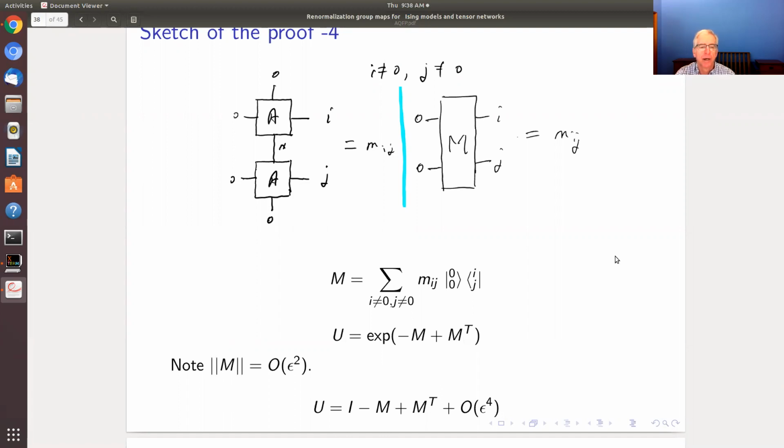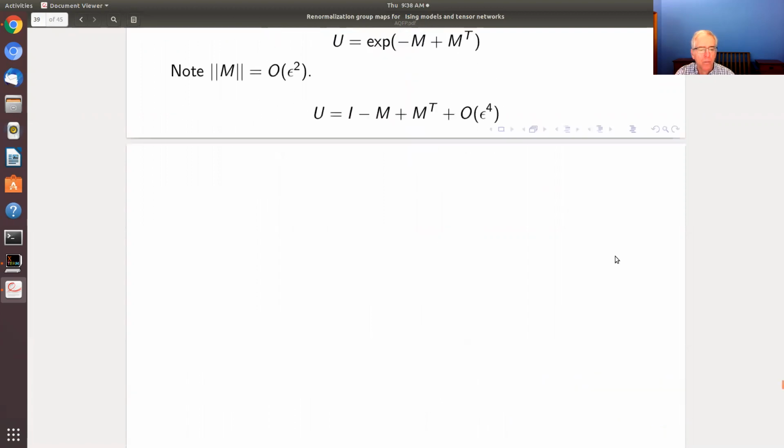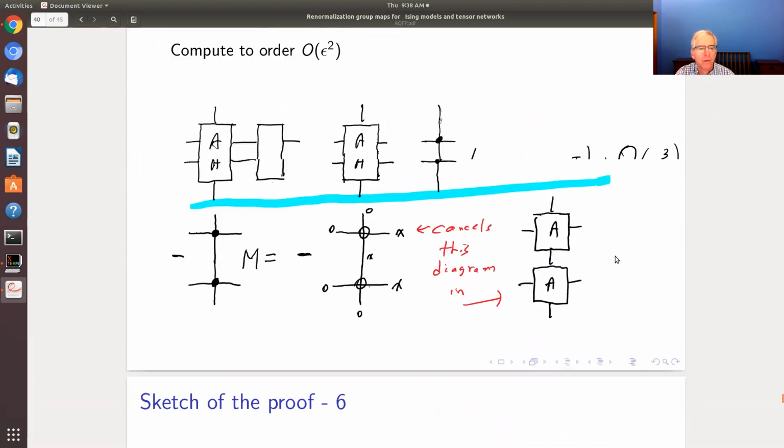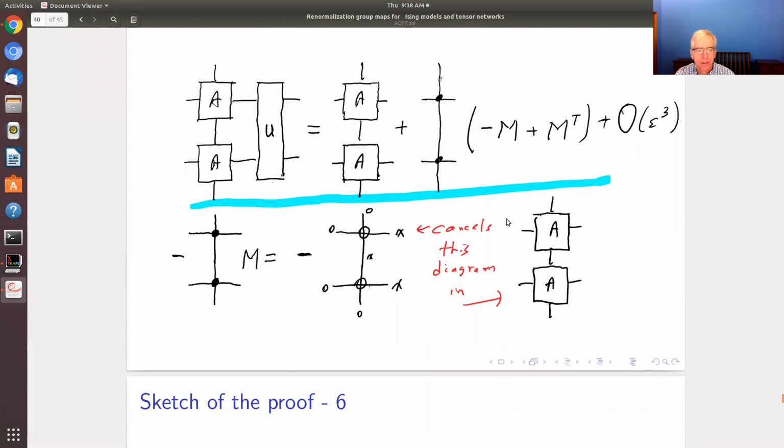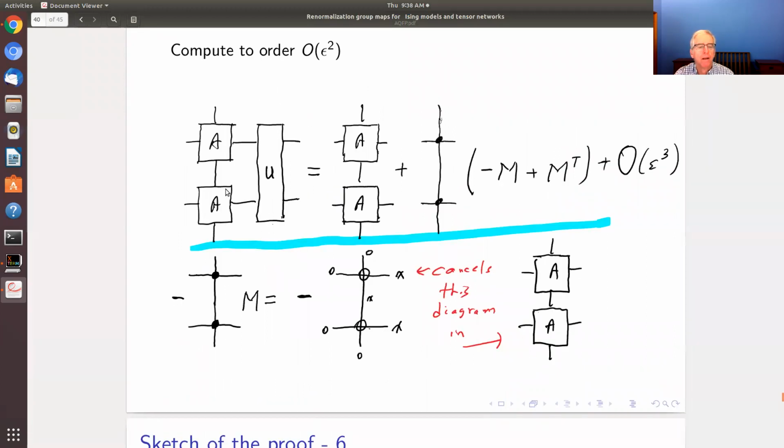Okay, so now I'm going to look at this thing. Remember, this is what I want to show can be written as a B1 contracted with a B4, and I want to compute this just to order epsilon squared. And remember U, what does it have? It has an identity, and then it has an order epsilon squared part, which is just this. So the only thing I'm going to get when I compute to order epsilon squared is the following.